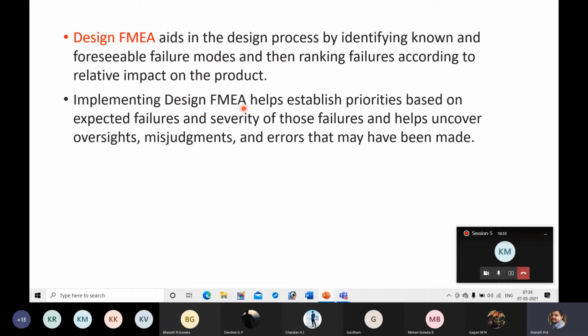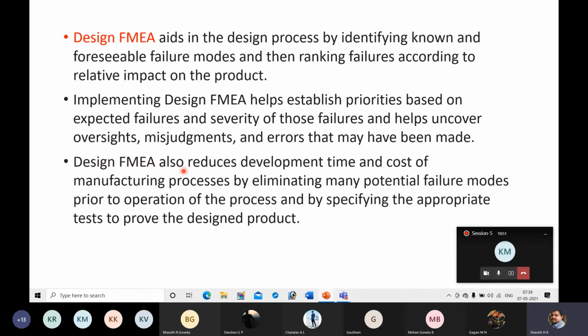Implementing design failure mode and effect analysis helps establish priorities based on expected failures and severity of those failures, and helps uncover oversights, misjudgments, and errors that may have been made. Design failure mode and effect analysis also reduces development time and cost of manufacturing processes by eliminating many potential failure modes prior to operation of the process, and by specifying the appropriate test to prove the design product.